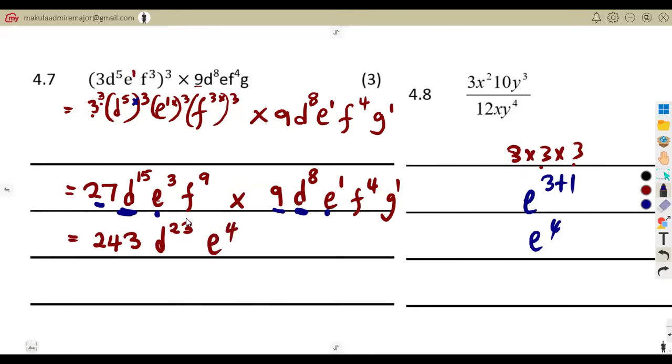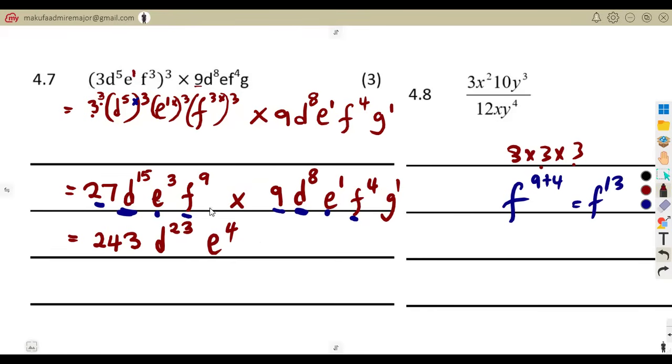You consider the part of f. There is f here. There's also f. You're multiplying there, so you have to add the exponents. So that's 9, and this one is a 4. So 9 plus 4. That's f to the exponent of what? F to the exponent of 13.